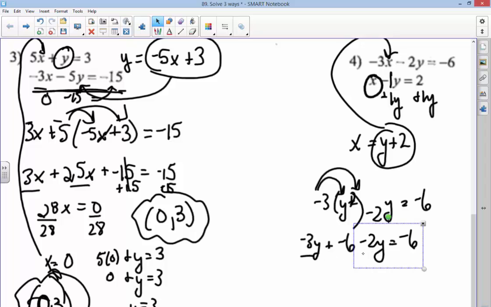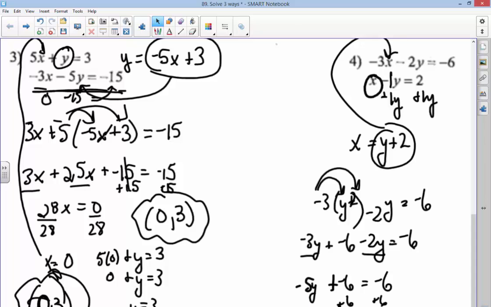So the negative 3y and the negative 2y are on the same side of the equal sign. So negative 5y plus negative 6 is equal to negative 6. And then you need to add 6. So negative 5y equals 0. And when you divide by negative 5, you get y equals 0.